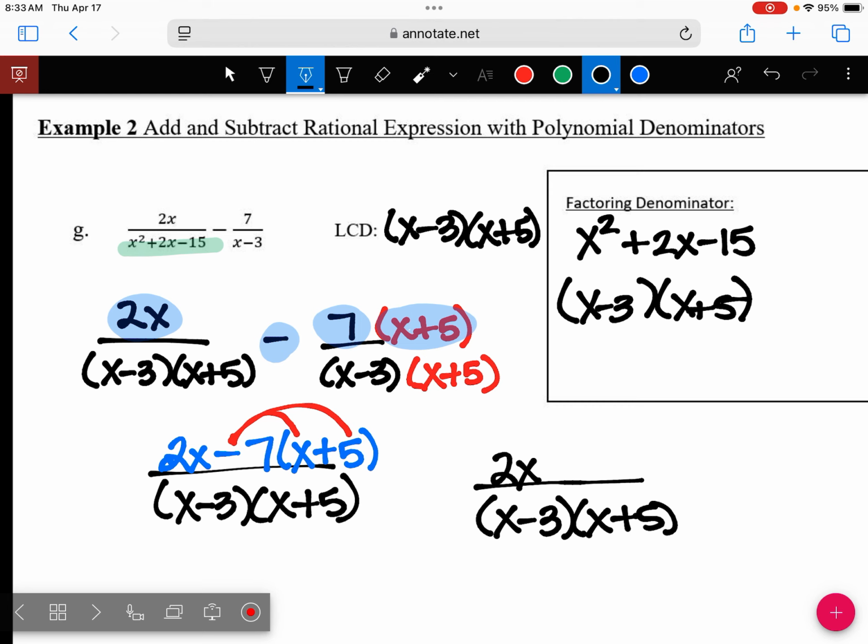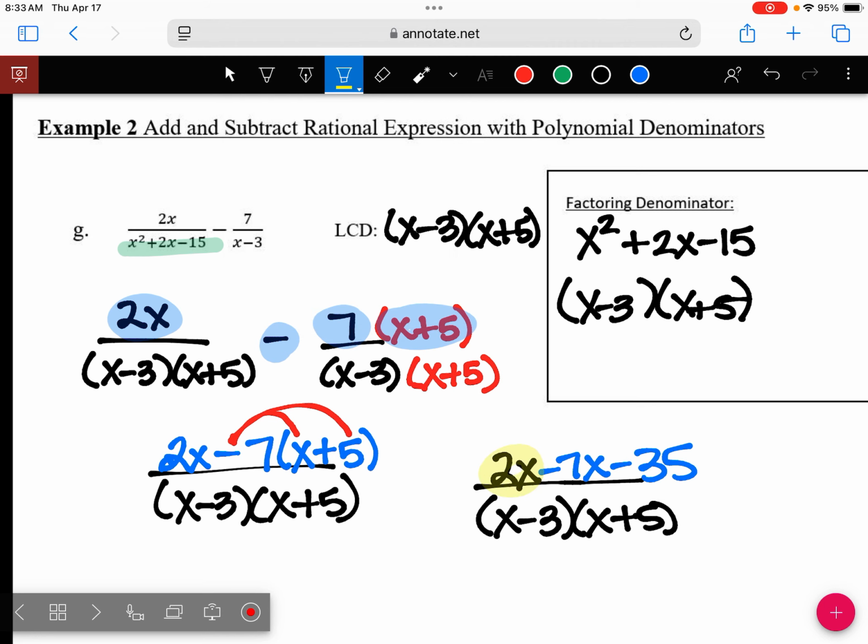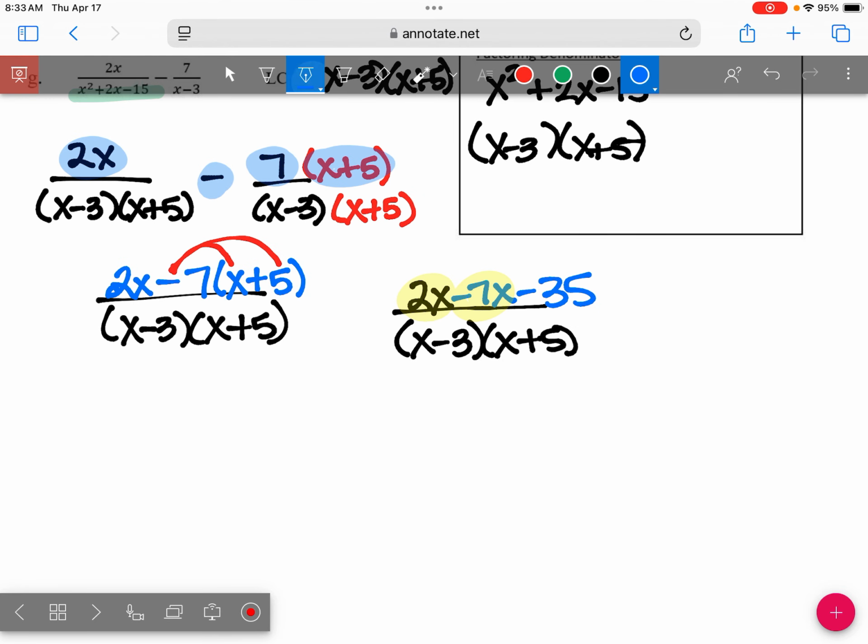All right, so when we take that negative 7 times x, that would be a negative 7x. And then don't forget, a negative times a positive is negative. So negative 7 times positive 5 is negative 35. So these are our like terms. And we have to figure out what we get when we take the 2x minus 7x. And then our final answer would be negative 5x minus 35 all over my LCD.